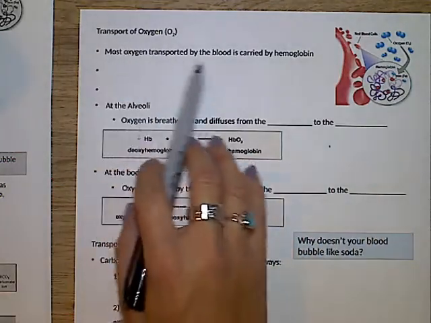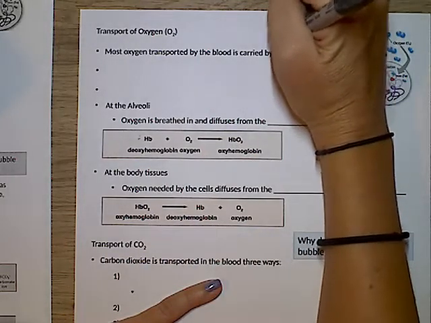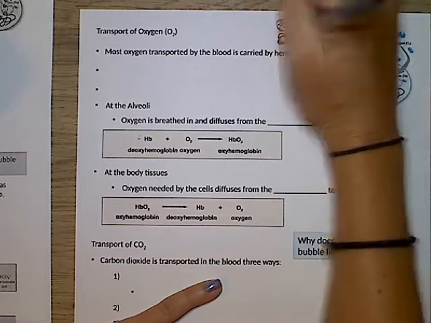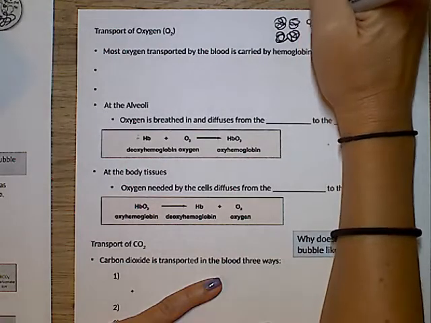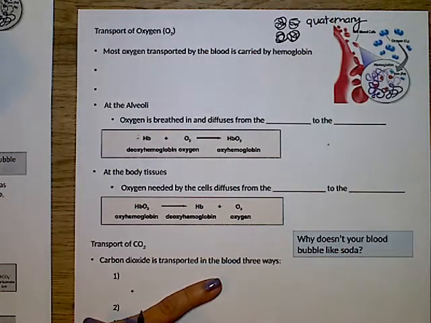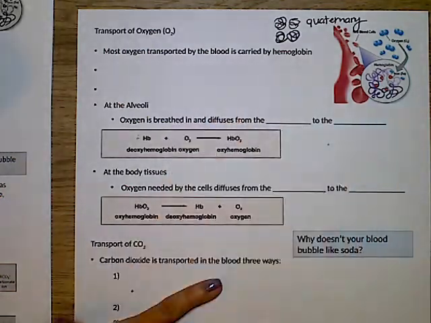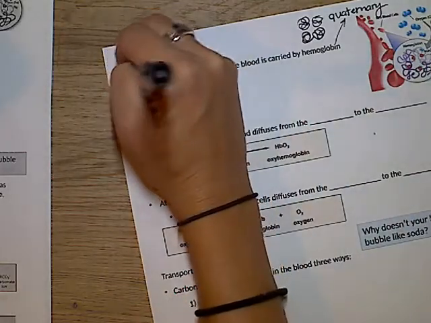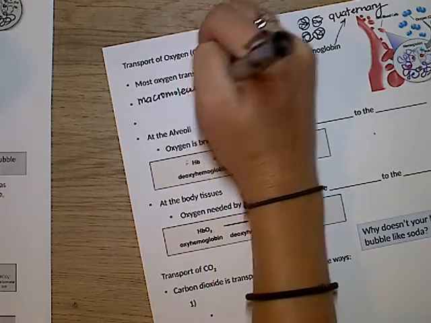So most oxygen in the blood is carried by hemoglobin. That's a protein made up of 4 parts. I'm just making squiggles here to show that. And a protein made up of 4 parts, remember, is quaternary. So with protein structure, you have primary, secondary, tertiary, and quaternary. And so hemoglobin is a quaternary protein. So it's a macromolecule. Put quaternary.